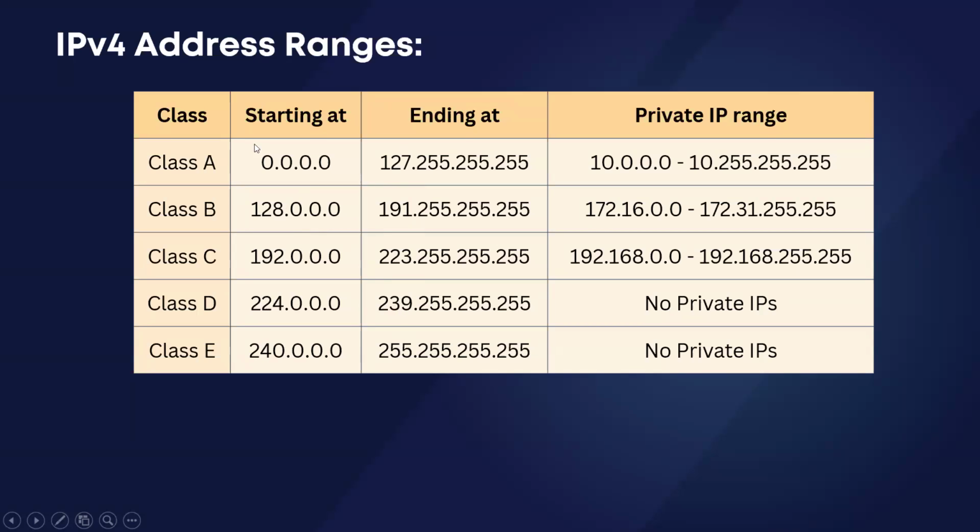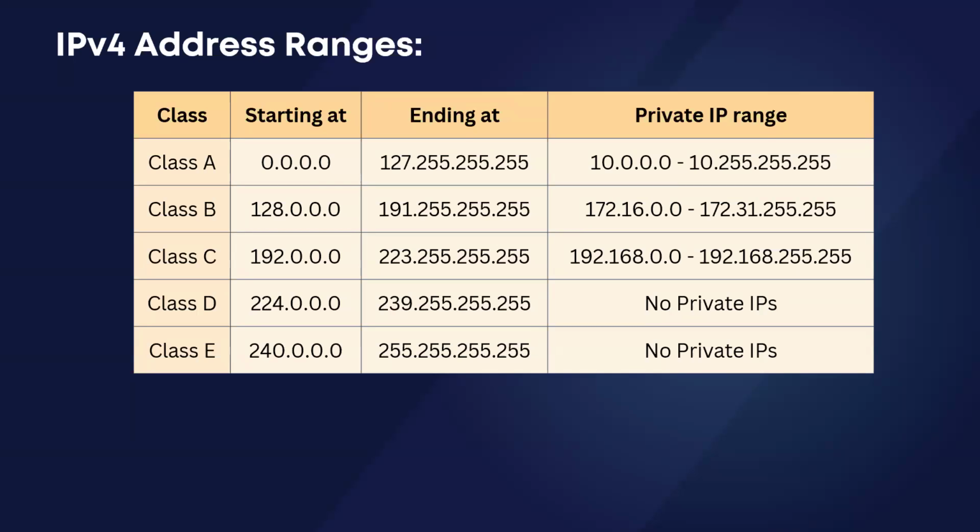Now, again, in each of these classes, there are two categorizations, public and private IPs. So in class A, between 0 and 127, there's a small range of private IPs from 10.0.0.0 to 10.255.255.255. So any IP within this range is a private IP, which means these IP addresses can be used in your local networks, in your home network, in your organization network. For local communication, you can use these IPs.